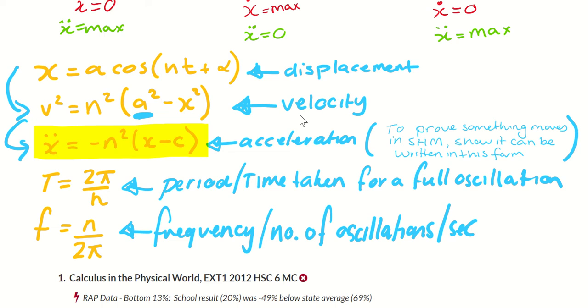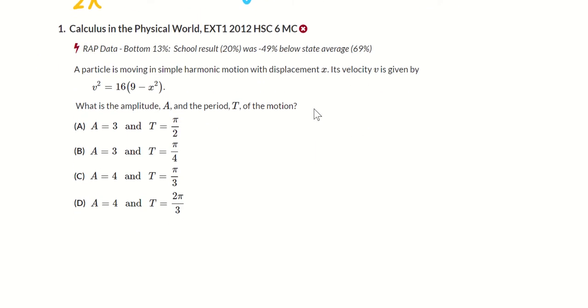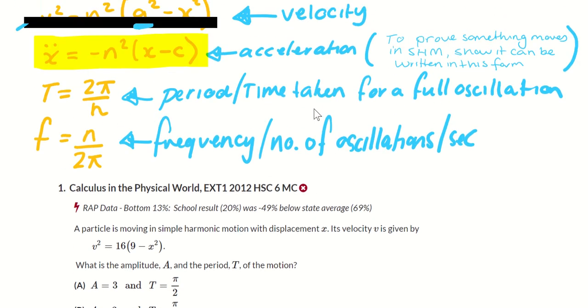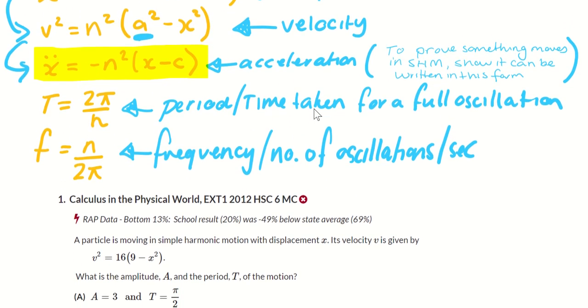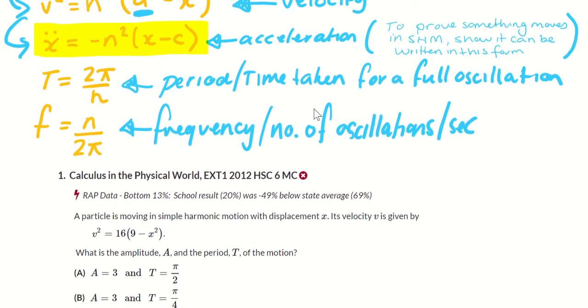We've got a multiple choice question here from Extension 1 2012, and it was apparently done quite poorly. The state average was only 69%, and my particular school average was not great for it last year either. So let's have a look at this. It tells us the velocity is given in that form, and straight away you're thinking in your memory, that's the velocity formula. It says what is the amplitude and the period of the motion.